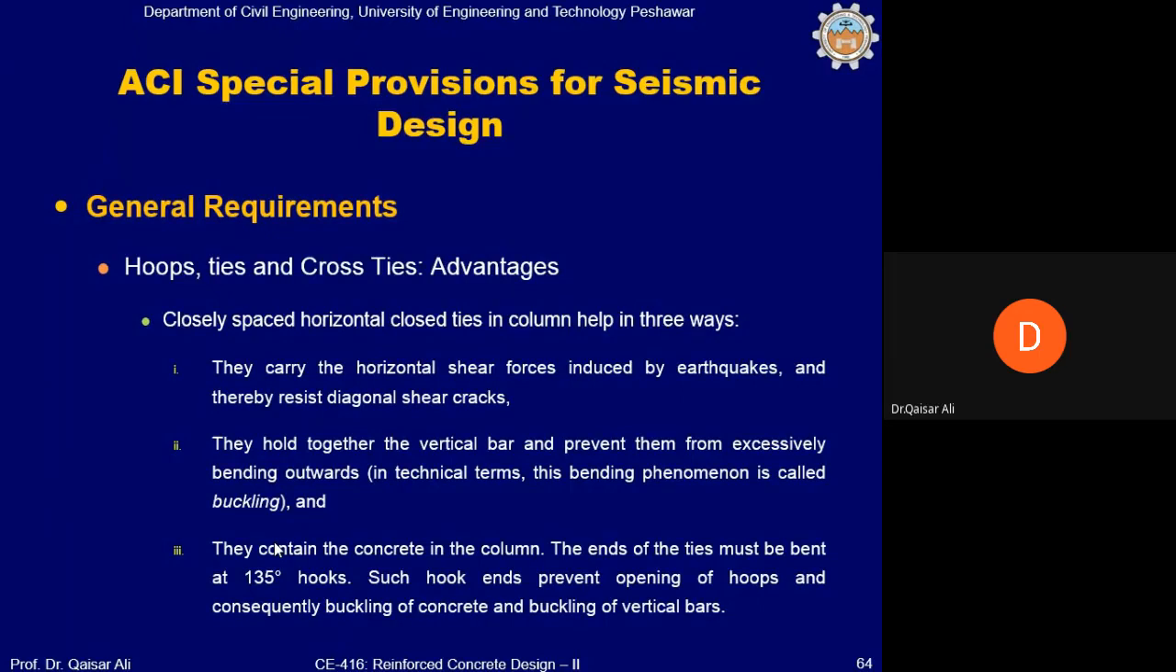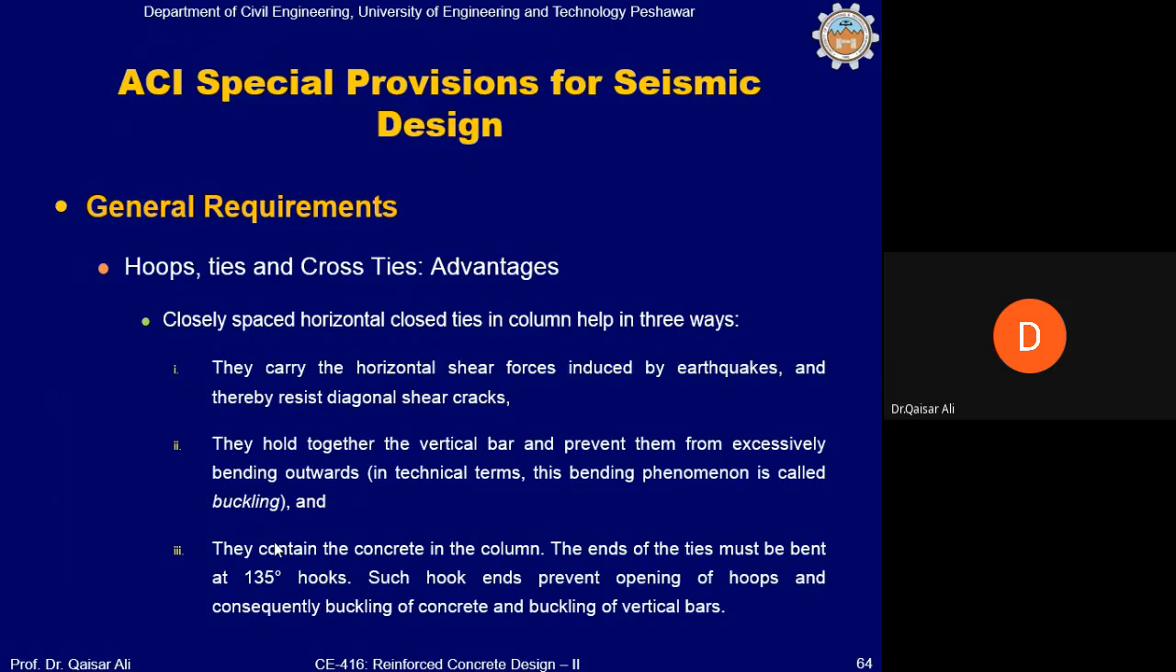The provision of the ties is around the column reinforcement. This buckling occurs in the steel bars when the concrete in a column cracks extensively during an earthquake, and the bond between the steel bar and concrete is completely broken at several locations.